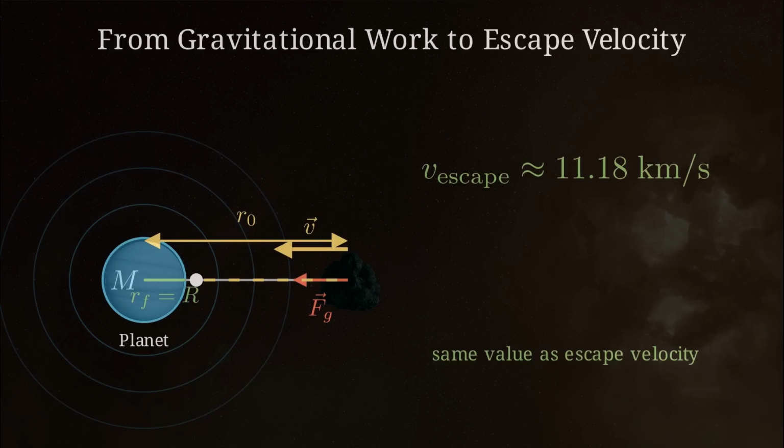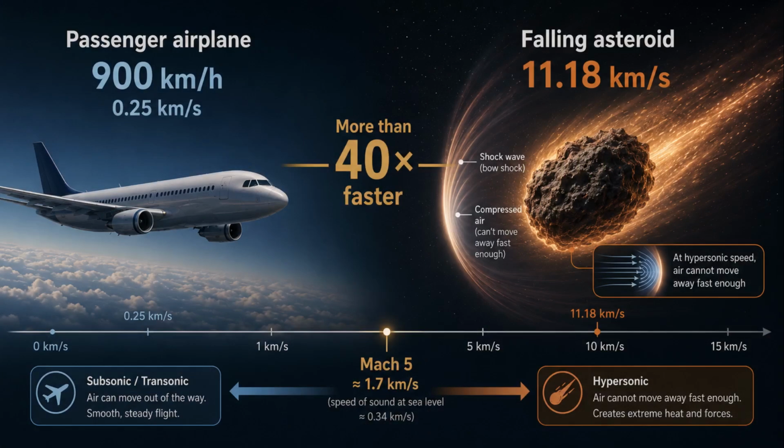Now, let us compare this speed with something familiar. A passenger airplane usually flies at about 900 kilometers per hour. That is about 0.25 kilometers per second. But our calculated speed is about 11.18 kilometers per second. So the falling asteroid would be more than 40 times faster than a passenger airplane. This is far above Mach 5, the usual boundary for hypersonic speed. Mach 5 is roughly 1.7 kilometers per second, depending on altitude and air temperature.